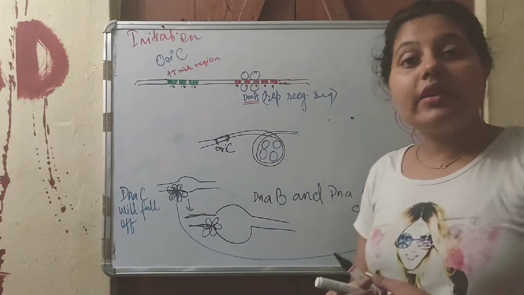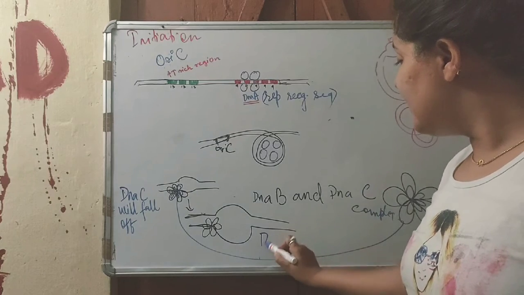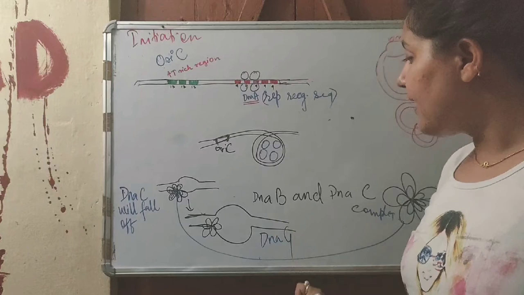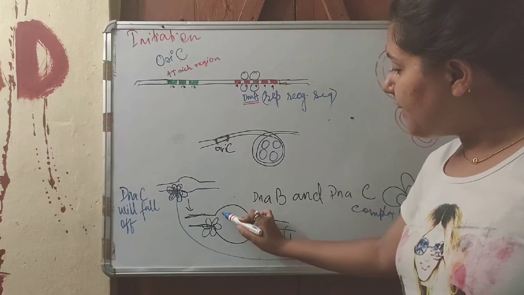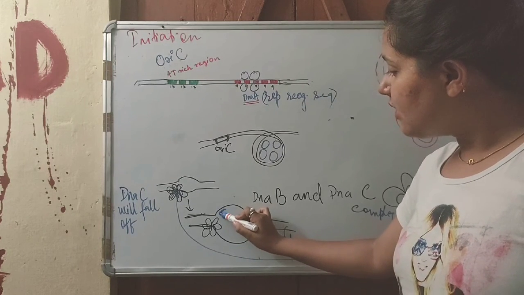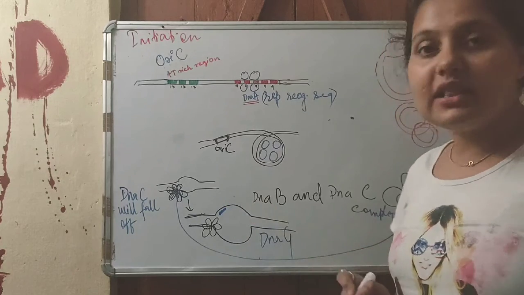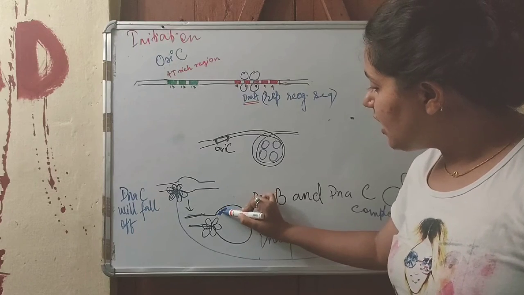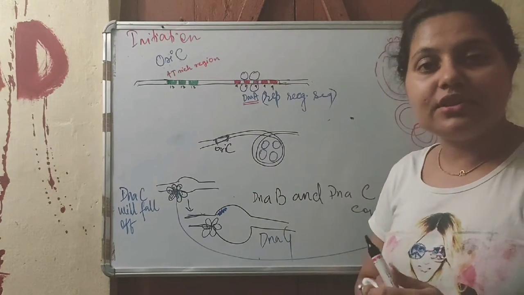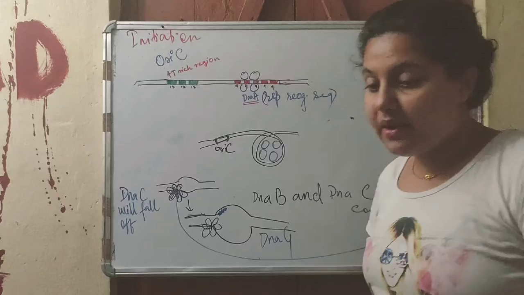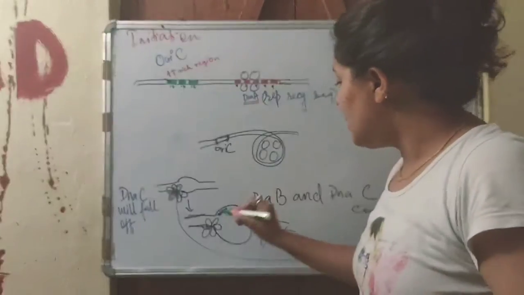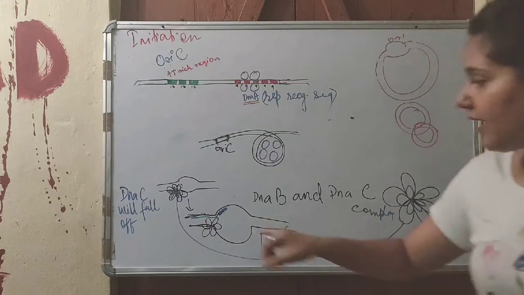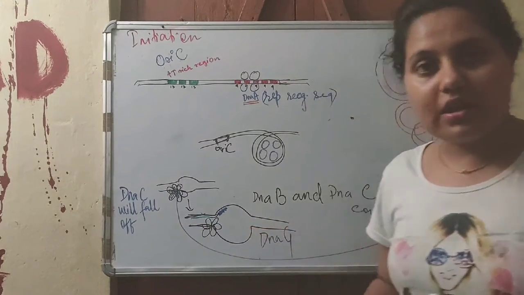Now another enzyme known as DnaG. DnaG is a primase which will come and anneal the primer. DnaG will do the primase activity, that is, it will anneal the primer and it will lead to the synthesis of the new strand, right? The primer will lead to the synthesis of the new strand.